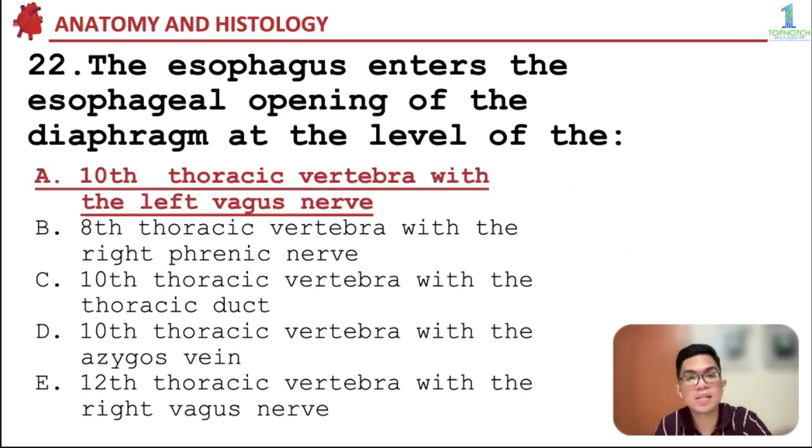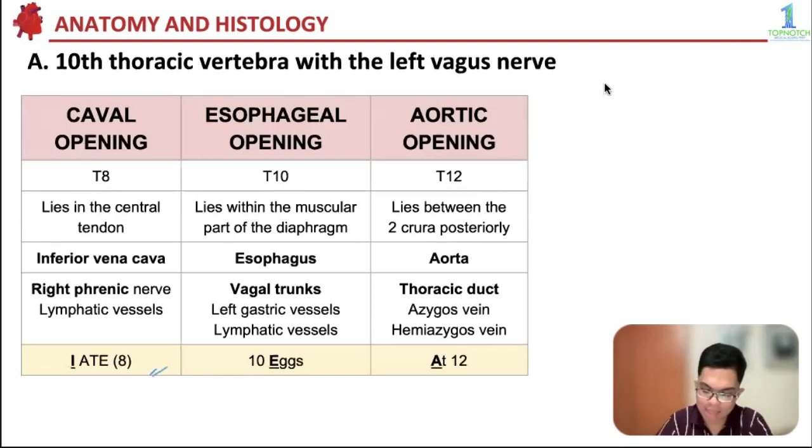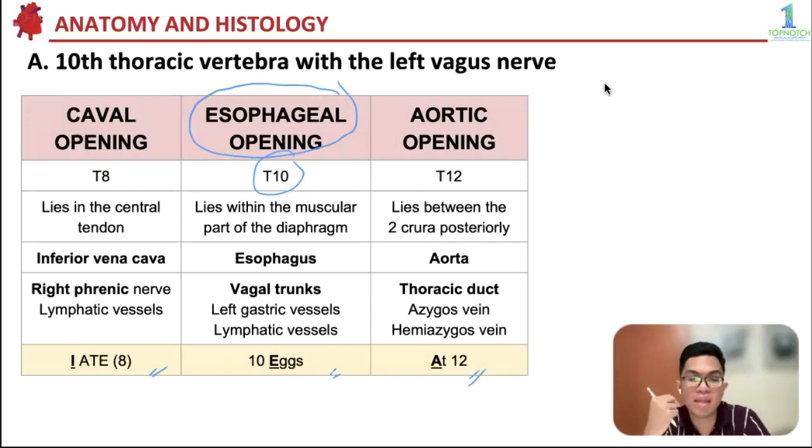So let's discuss. So again, I ate 10 eggs at 12. Walang sawang mnemonic na yan since time immemorial. So esophageal opening, again, I ate 10 eggs, T10. And it transmits the esophagus along with the two vagal nerves. So these vagal nerves become the anterior and posterior vagal trunks once they pierce through in the abdomen. So aside from the esophagus and vagus nerves, it also transmits the esophageal branches of the left gastric vessels. Okay?